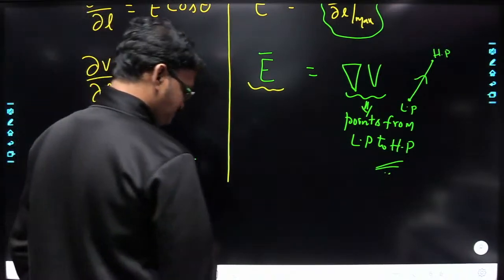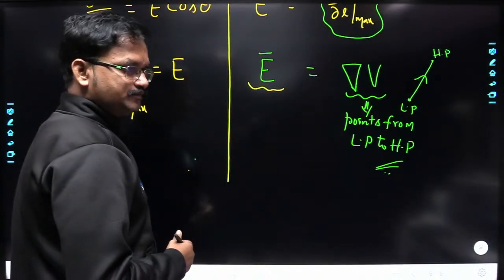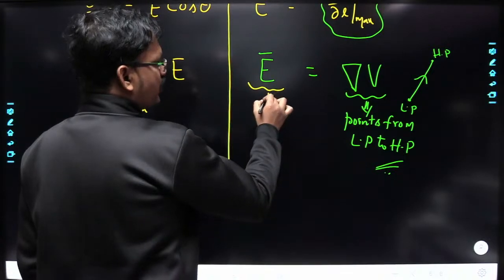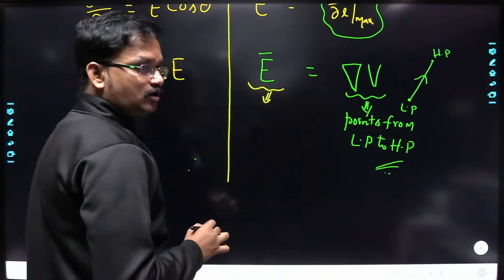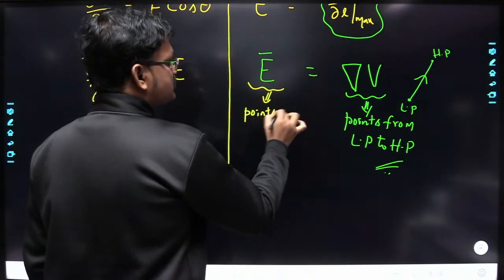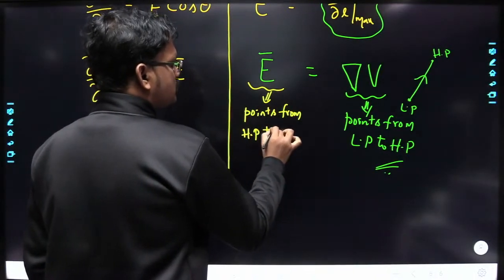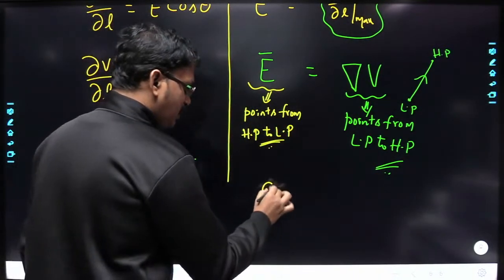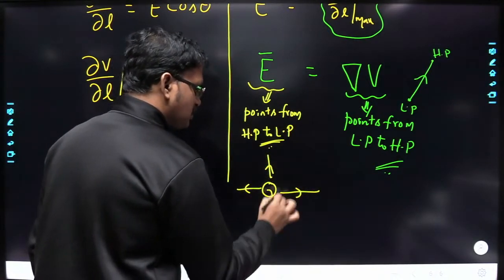Okay. See, electric field will always point from higher potential to lower potential. Yes or no? So electric field always points from higher potential to lower potential. Yes or no? Okay. See, if you take any positive charge here, the electric field is going to point like this. Yes or no?